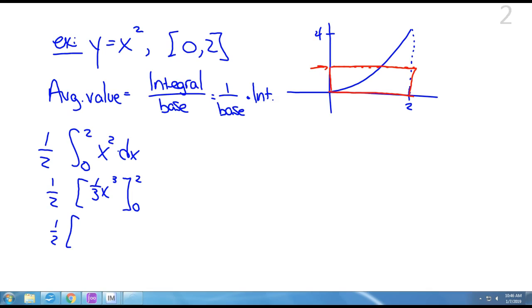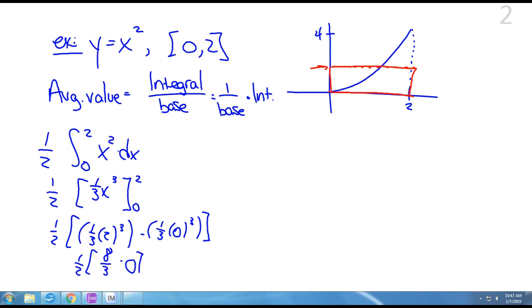So then you plug in the top, right? Minus plug in the bottom, which in this case is just 0, so that's kind of nice. So what's 2 cubed? 8. 1/3 of 8 would be 8/3. That's 0.